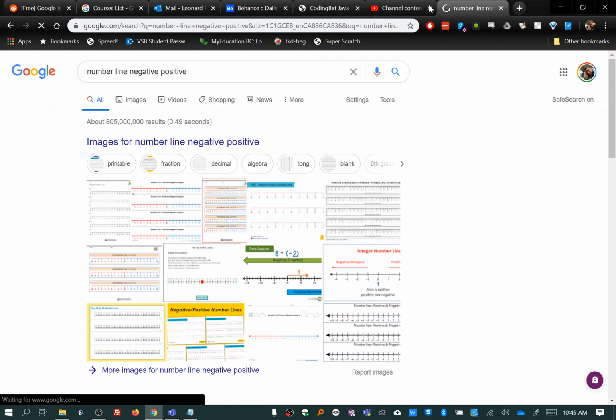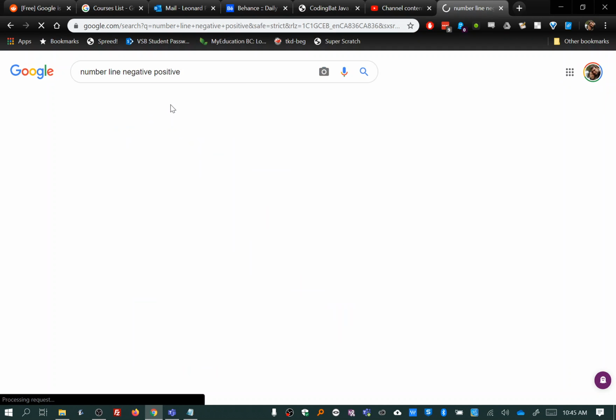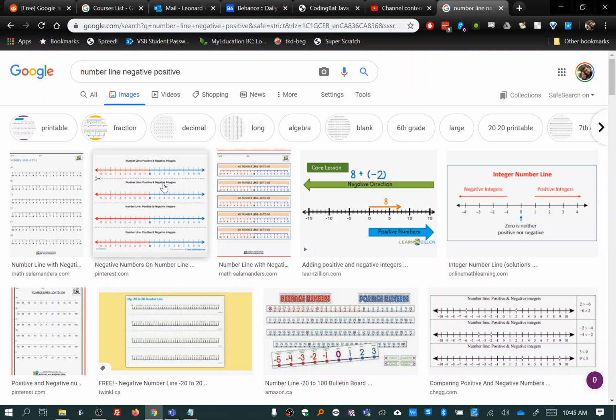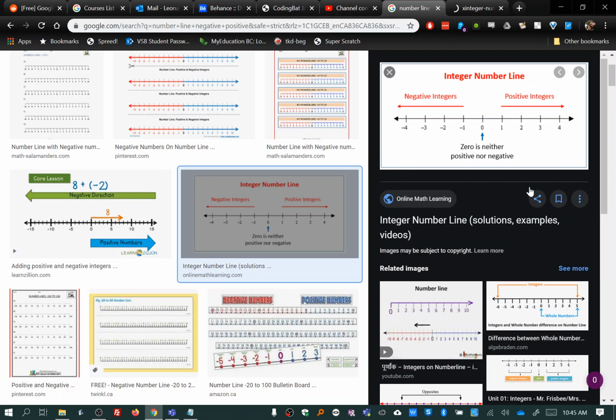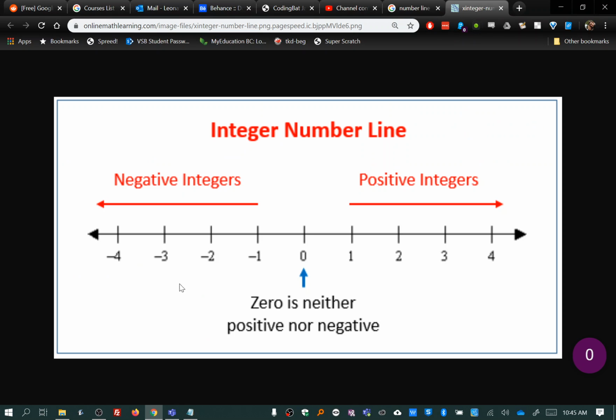Positive. See if we can find an image of that. Oh, there's a bunch there. Here's a decent one. This is a beauty. Open up a new tab. There we go. I know this is not news to you, but this will help you understand how compare to works as well as how this question is supposed to work.